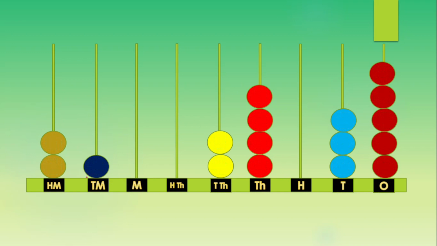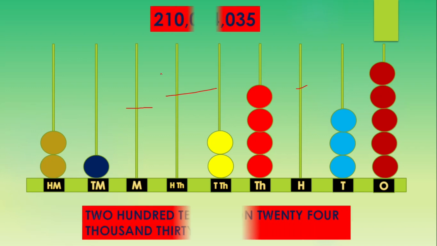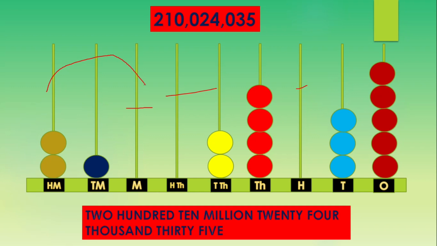Now let us have a look at one more example. And here you can see, children, 3 rods of hundreds, 100,000 and millions are having no beads, right? So what is the number shown here? The number shown here is 210 million 24,035, because we have no bead at the hundreds place.